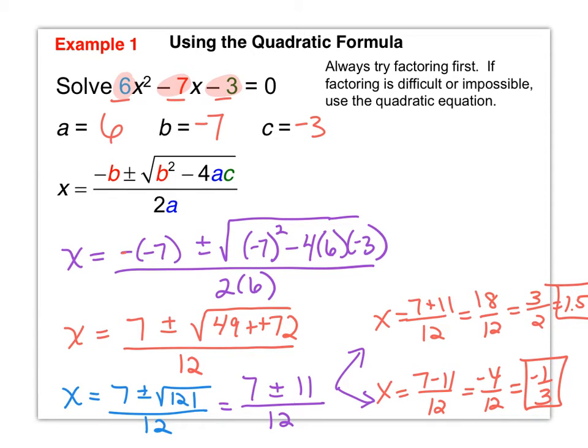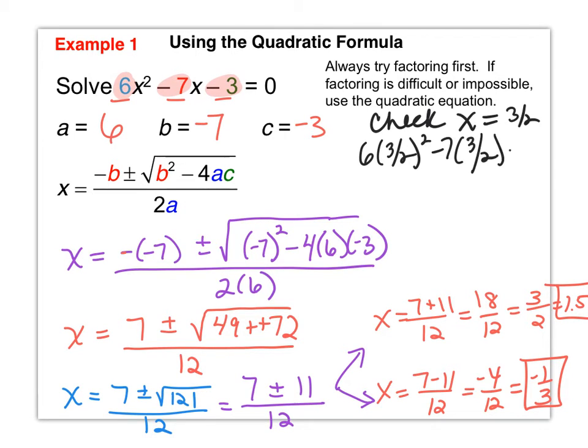As always, you should check your work. Check each of those in the original equation. When you check x equals 1.5 or 3 over 2, you can plug that into your original equation, 6 times 3 over 2 squared minus 7 times 3 over 2 minus 3. You can use a calculator to simplify that, and you will find that it does equal 0. So x equals 3/2 is a solution to the quadratic equation.